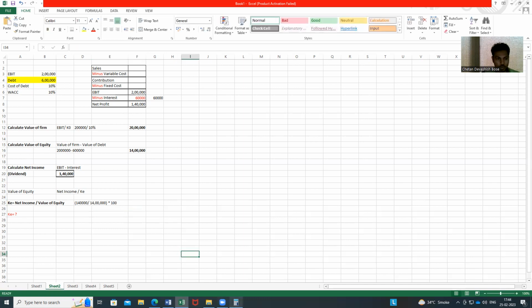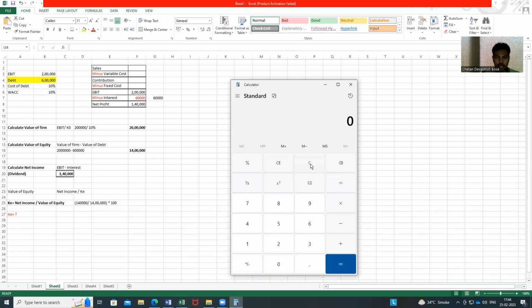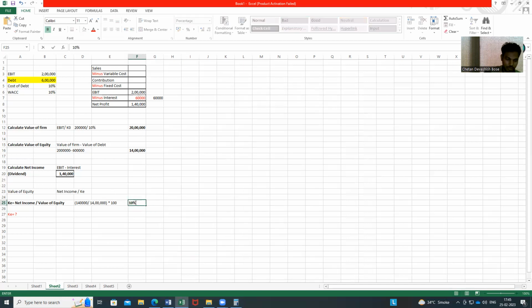Let us see what does our calculator say. Just need to write 1,40,000 divided by 14, and it has to be multiplied by 100. It'll give me 10%. So this is what it is. It is 10%. I hope so it is easy for you to understand how to calculate value of firm, value of equity, net income or the dividend, and KE with the help of operating income approach. That's it for now.